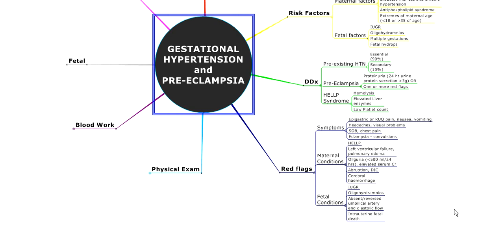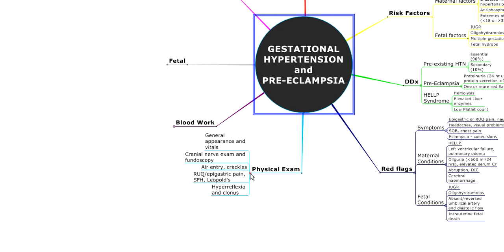A focused physical exam in approaching gestational hypertension and preeclampsia must include the general appearance and vitals. The vitals should include maternal heart rate, blood pressure, respiratory rate, oxygen saturation, temperature, and fetal heart rate. A head and neck exam should include the cranial nerve exam to identify evidence of stroke and fundoscopy to identify papilledema. A respiratory exam listening for abnormal air entry and crackles can show pulmonary edema.